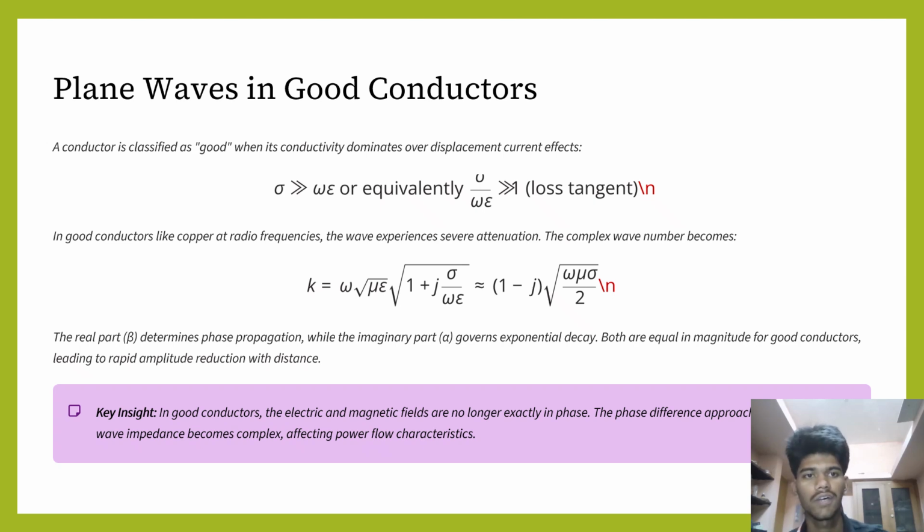A conductor is classified as good when its conductivity dominates over displacement current. In good conductors like copper at radio frequencies, the wave experiences severe attenuation, and the complex wave number becomes as shown in the figure. The real part beta determines phase propagation while the imaginary part alpha governs exponential decay. Both are equal in magnitude for good conductors, leading to rapid amplitude reduction with distance.